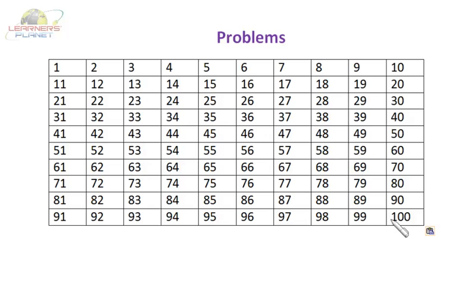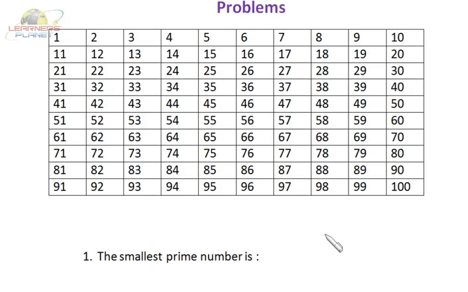Now the very first question is, what is the smallest prime number? Kids, you know which is the smallest prime number? The series of prime numbers begins with the number 2. And what about 1? 1 is neither prime nor composite. So 1 is the only number which is neither prime nor composite, and the series of prime numbers begins with 2. So the smallest prime number is 2.